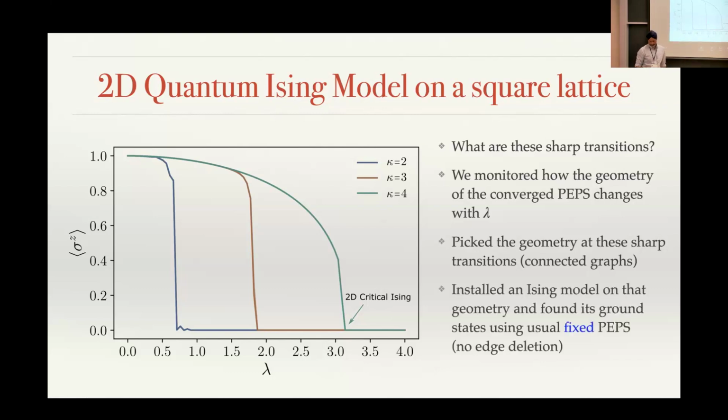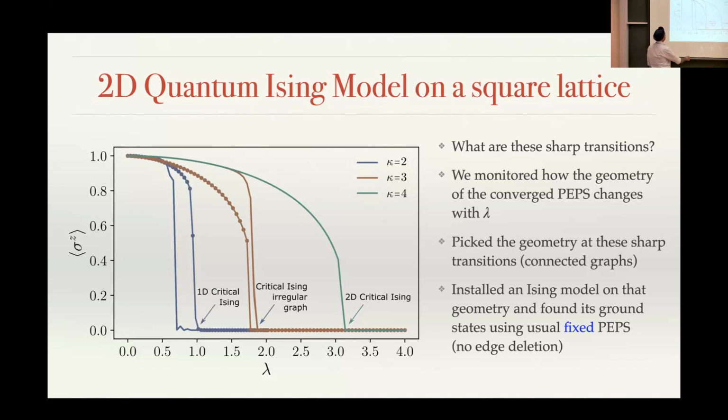Then we put an Ising model on that geometry and found its ground state, but using the usual PEPS method without any edge deletion. The idea was to confirm that our optimization for the 2D Ising model is actually finding critical points of another model, of a truncated model. And indeed, this is what we found. Here it's actually finding the critical point of an Ising model on a weird graph.